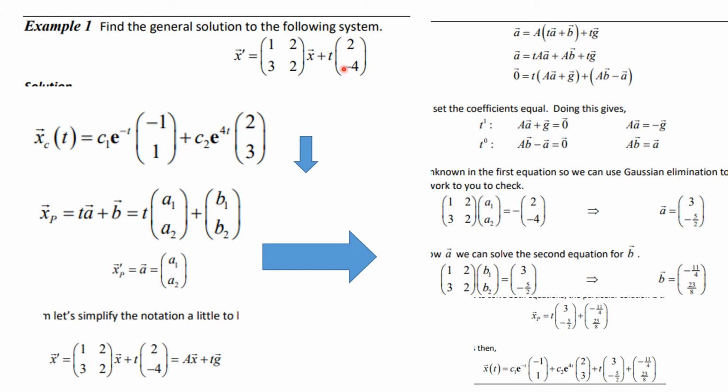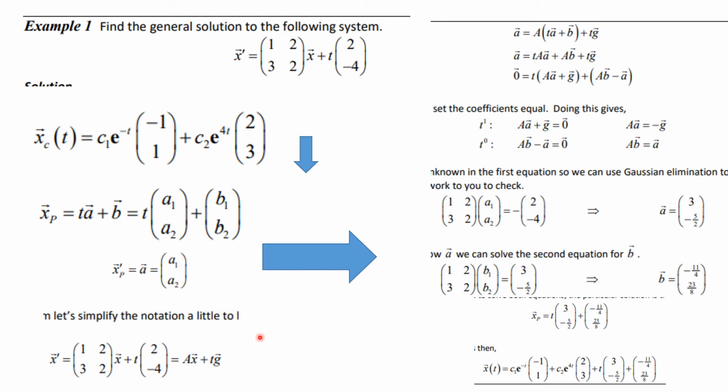But now we're looking at this, and since this is 2t and -4t, we're going to guess that this particular solution has the form t times a vector a plus a vector b. Since we don't know what these are, that's why it's called undetermined coefficients. These are the coefficients that we're going to determine. So there's a vector a, and there's a vector b. If we take the derivative of this, the derivative of a constant is 0, and the derivative of t is just 1, so we get that the vector xp prime is just equal to a.